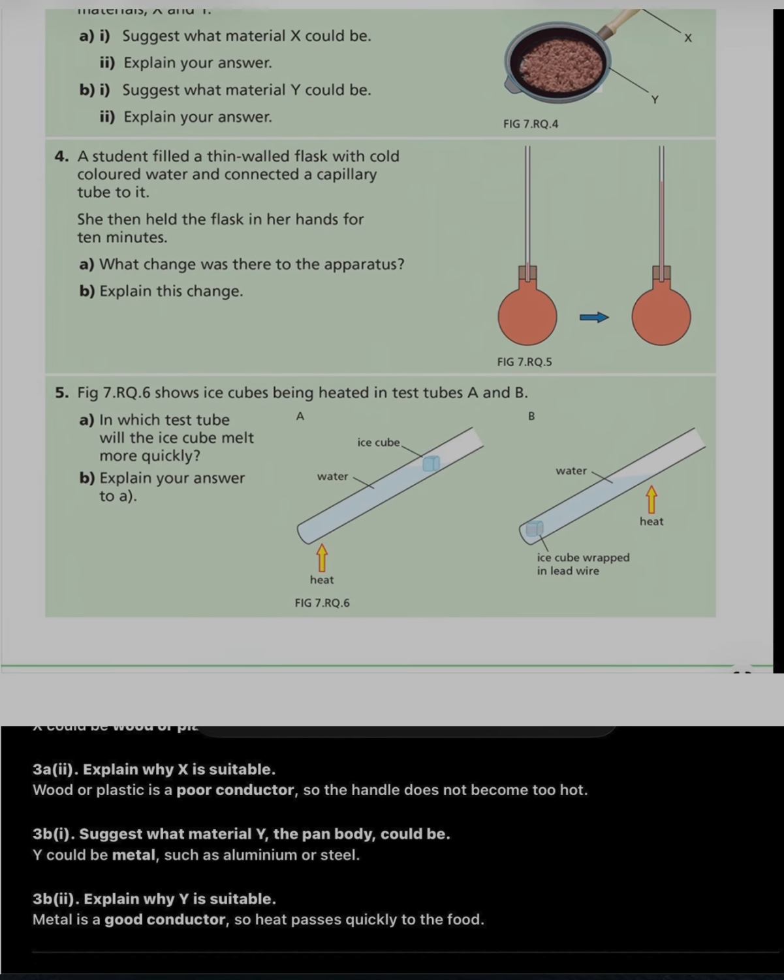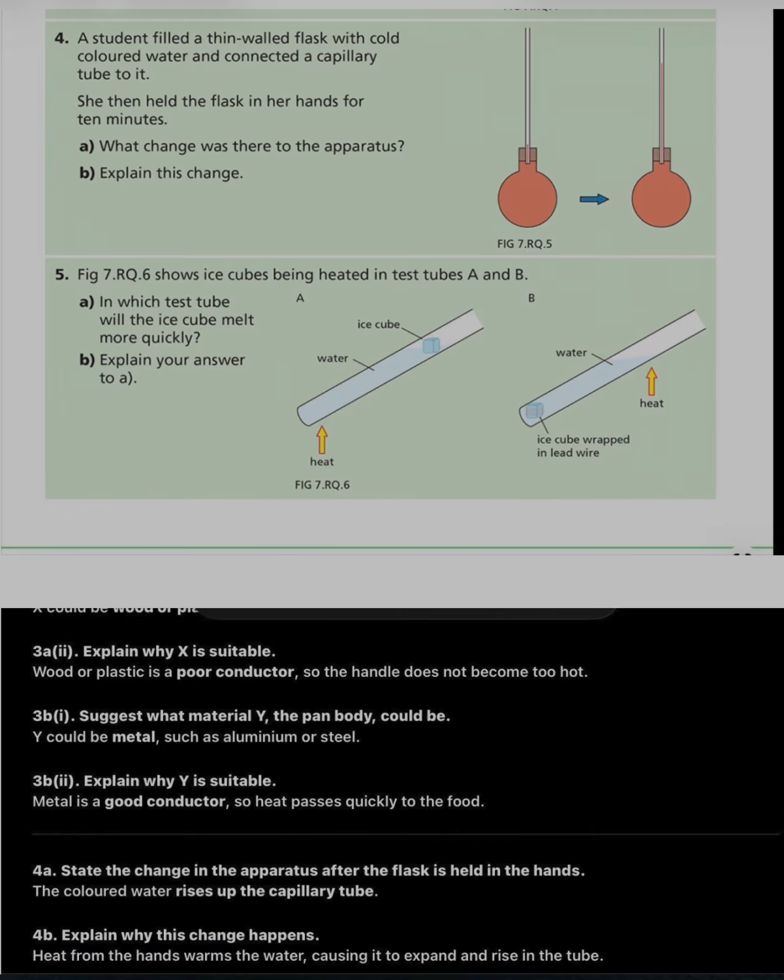3B. Suggest what material Y, the pan body, could be. Y could be metal, such as aluminum or steel. 3B. Explain why Y is suitable. Metal is a good conductor, so heat passes quickly to the food.